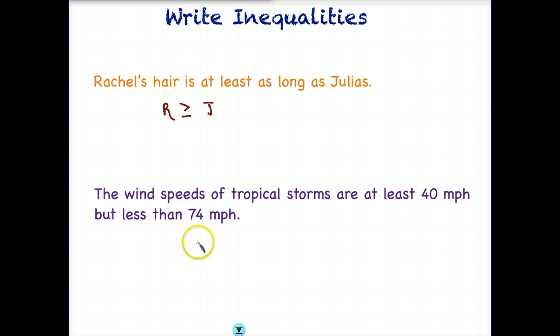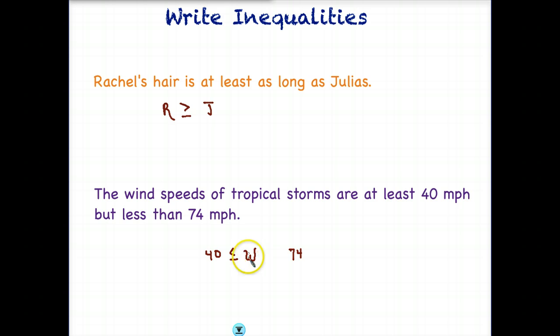Now let's look at some wind speed. The wind speeds of tropical storms are at least 40 miles per hour, but less than 74. So in this case, we have a compound inequality. Let's just use W for our wind speed. The wind speeds of tropical storms are at least 40 miles per hour. So that means greater than, and I'm going to put the 40 on the left because it's smaller than the 74. Okay, we'll put the 74 over here on the right.